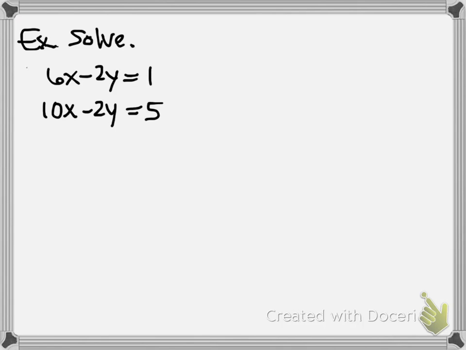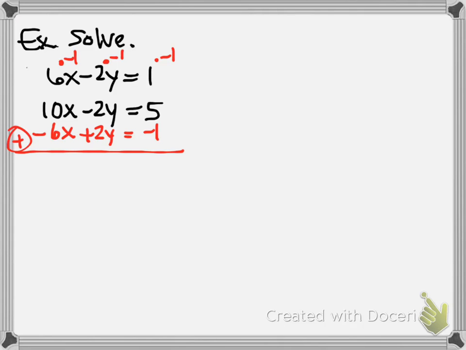So again, what we're looking for is one variable where the coefficients are the same and the signs are the same. Okay, so which variable meets that condition? The y's. So the y's have the same coefficient, but the signs are the same. I need the signs to be opposite, so what I'm going to do is multiply everything in one equation by -1. The last time I multiplied the second one, this time I'm going to multiply the top one by -1. So now that equation becomes -6x plus 2y equals -1.